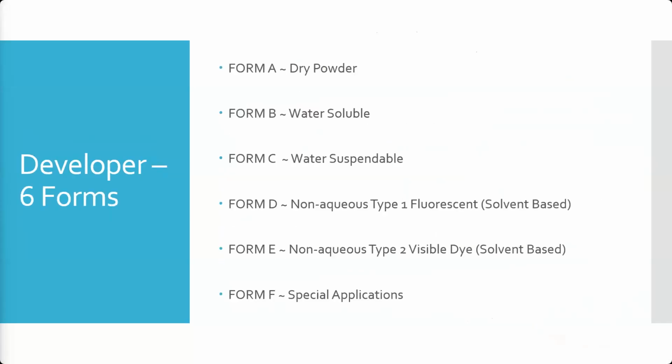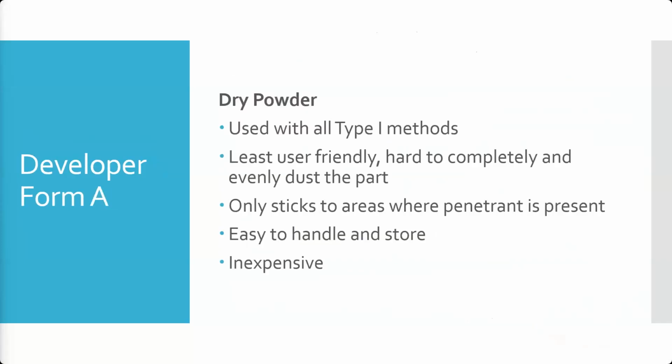And actually, there used to only be 5. Form D and E weren't split until maybe 10 years ago. They used to just be called Form D. So first one, Form A, dry powder. This is a dust. It can be used with all type 1 methods.